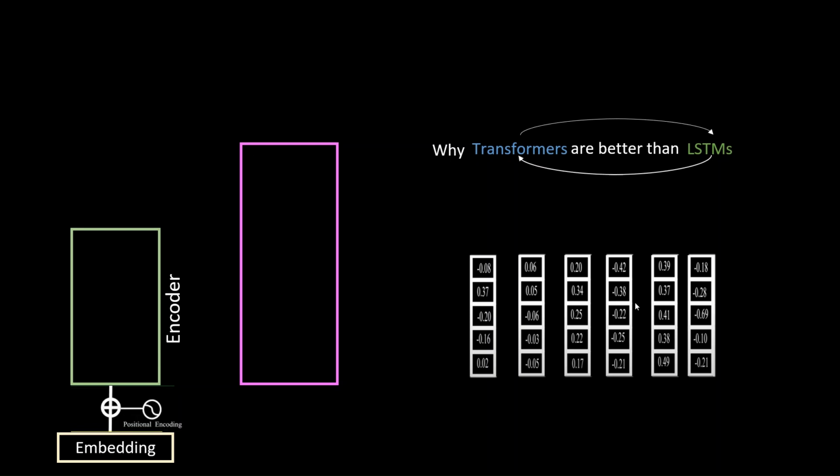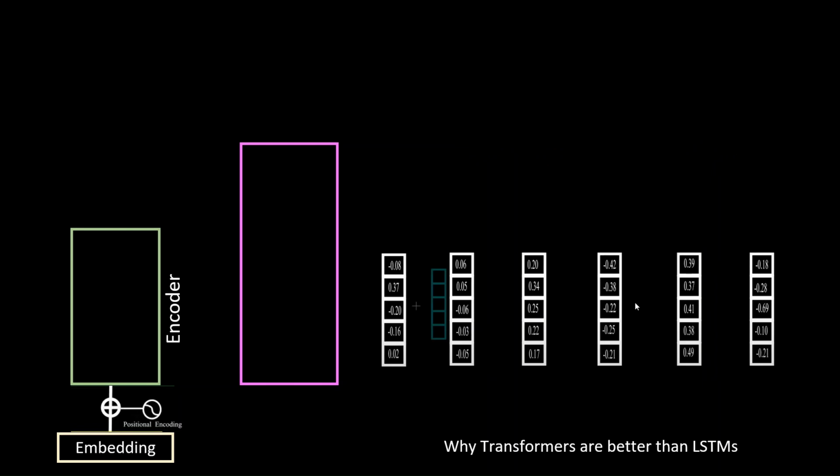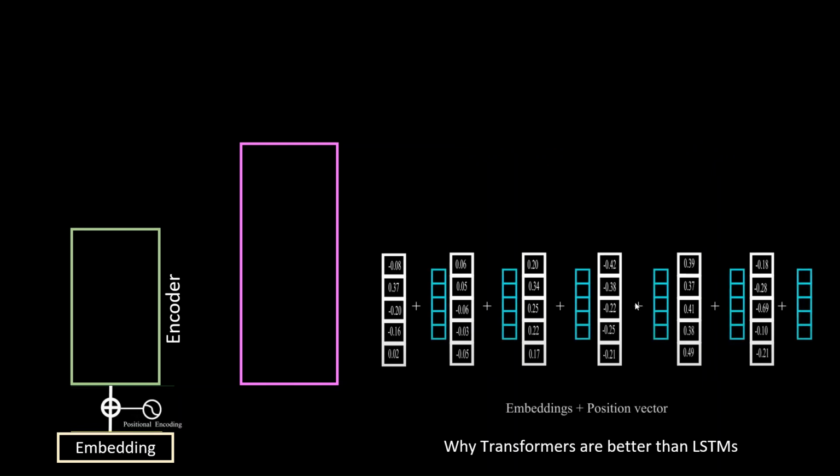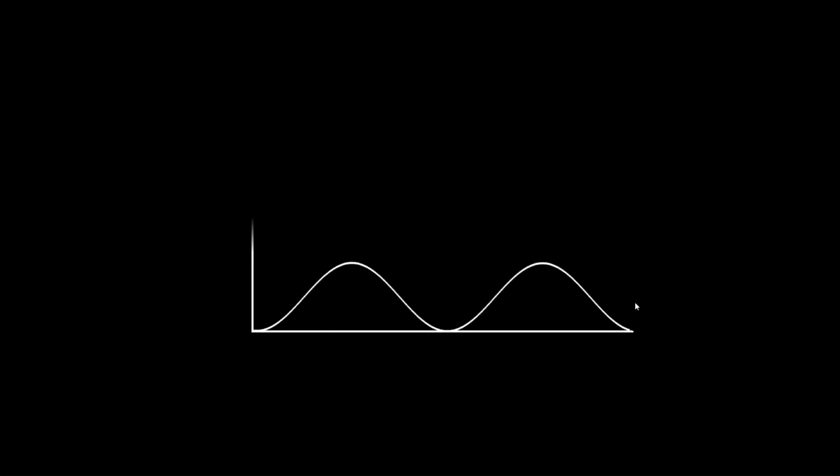What it does is it adds a position vector into the embedding vector, which holds the information about the position of each word. Let's see how it works. The researchers of the transformer use sine waves to compute the position vector by using this expression.